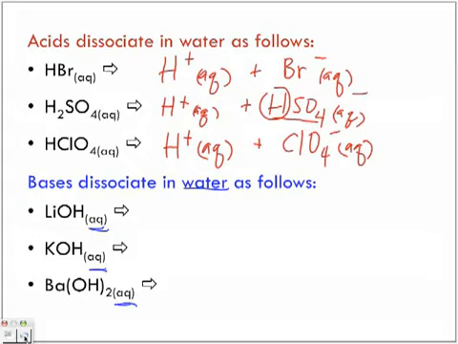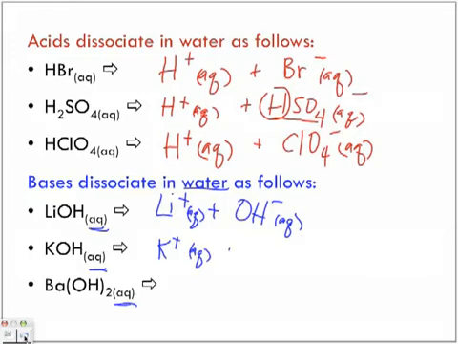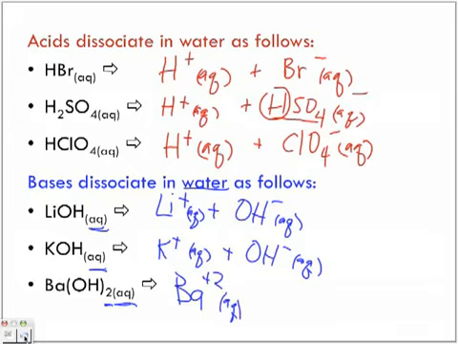When lithium hydroxide breaks apart, we get lithium aqueous plus hydroxide aqueous. Potassium hydroxide gives K+ and OH-, as we've known, bases have OH. The last one, barium hydroxide, is a little bit trickier because we've got this subscript 2. It's one barium, but what's the charge on barium? It's a plus 2 aqueous. It's in group 2 of the periodic table.